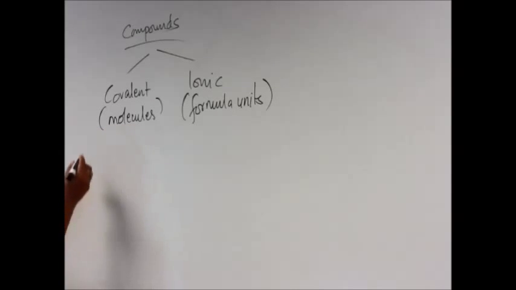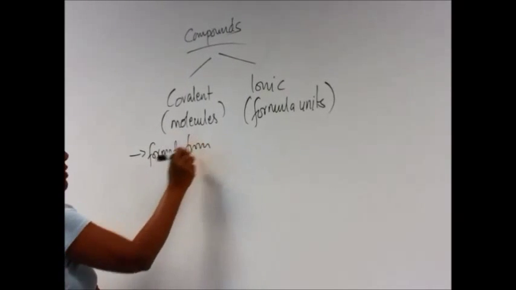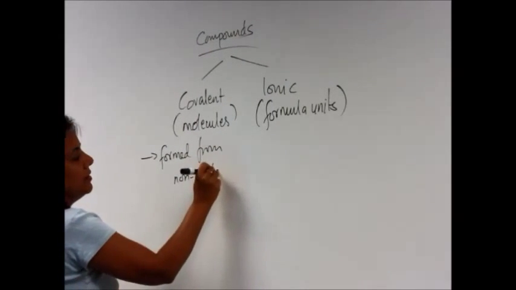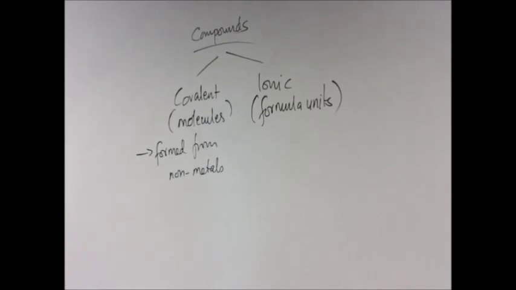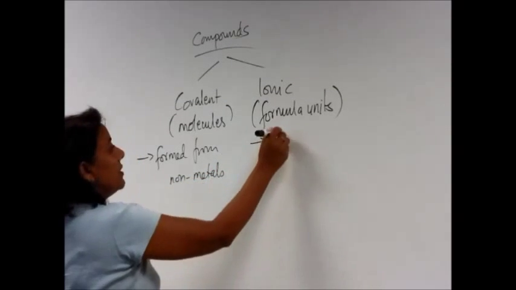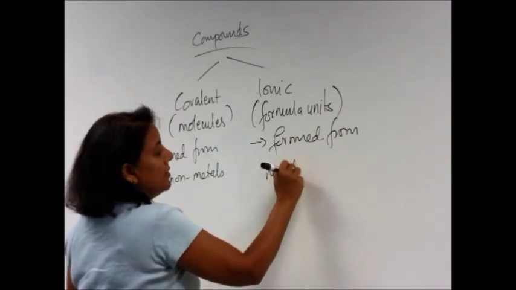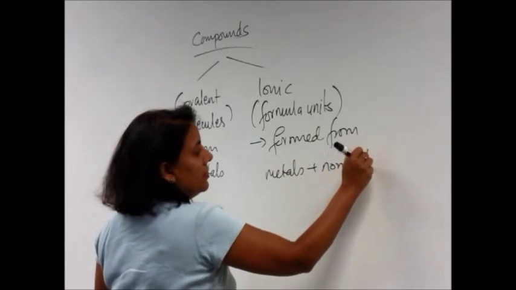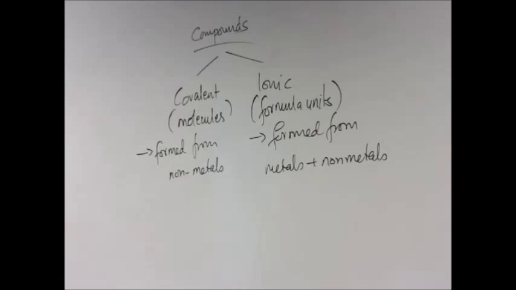Covalent compounds are formed from only non-metals, which means that you will find them only on the right-hand side of the periodic table. You don't find them on the left-hand side of the periodic table. Ionic compounds, on the other hand, are formed from metals and non-metals. That's the key thing. But I want to give you a little bit of an introduction to bonding because it makes the understanding a lot better.